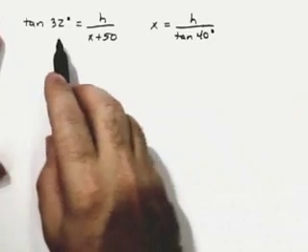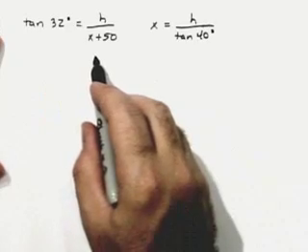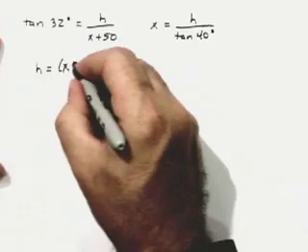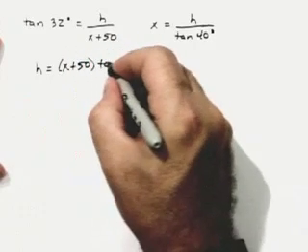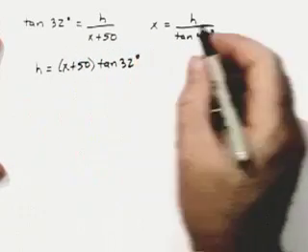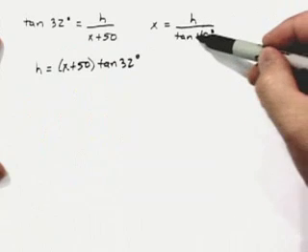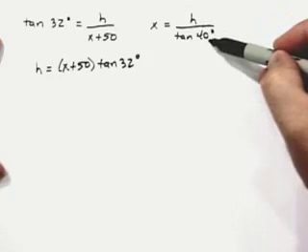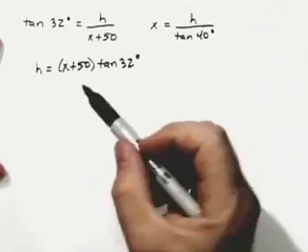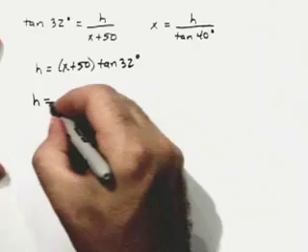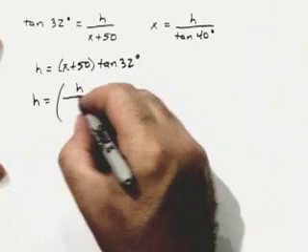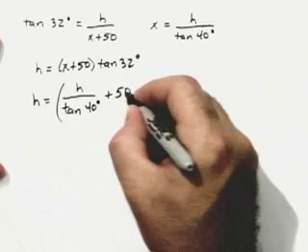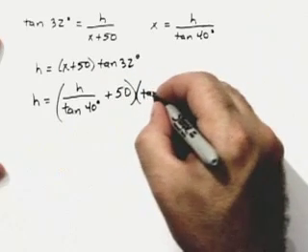We had that the tangent of 32 degrees was equal to h over x plus 50. If we solve that for h, we can get h equals x plus 50 times the tangent of 32 degrees. We earlier found that x was equal to h over the tangent of 40 degrees. We can go ahead and replace x by h over tangent of 40 degrees in our equation for h here. So that gives us h is equal to h over tangent 40 degrees plus 50 and then times the tangent of 32 degrees.